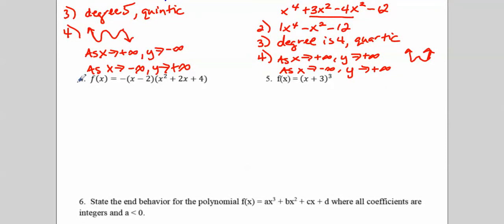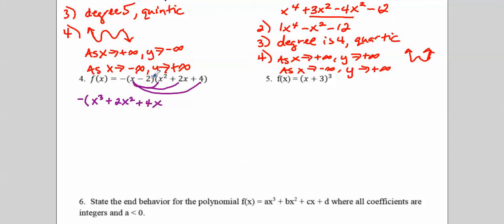Alright, in problem 4, we need to distribute this binomial to everything in the trinomial, so I'm going to multiply the x times the x squared. That negative, I'm going to leave it outside for the moment. So the negative stays outside, and I have x to the 3rd, and then x times 2x gives me 2x squared. X times 4 is 4x.